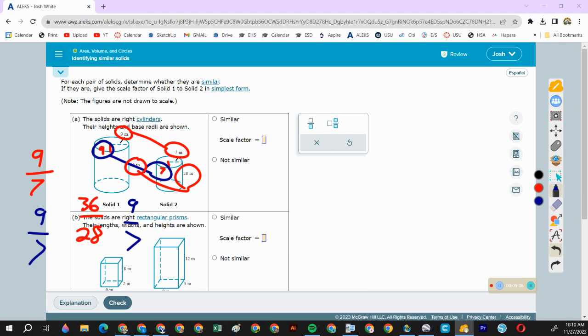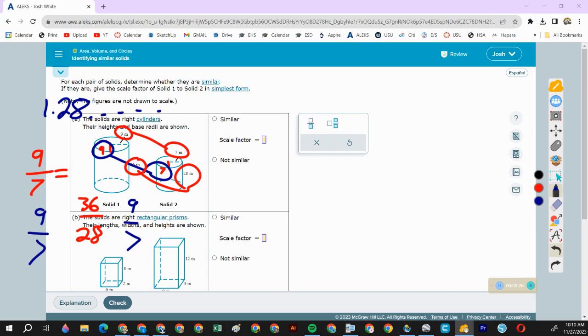So I check the x, I check the y, I check the z. They're all proportional. So yes, these are proportional. What is the proportionality constant? 9 divided by 7 is 1.28. And then it keeps going.